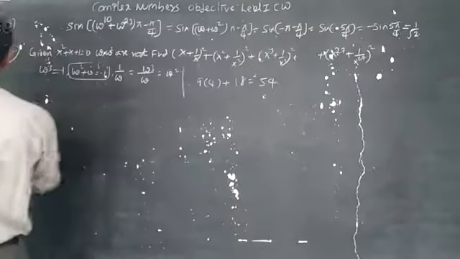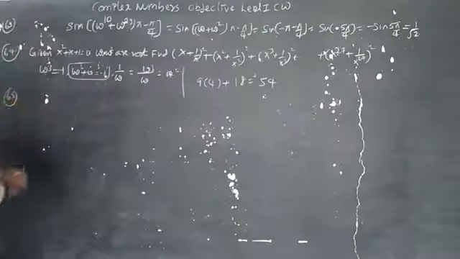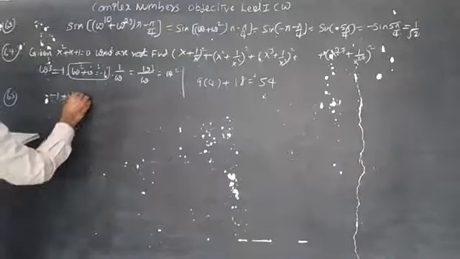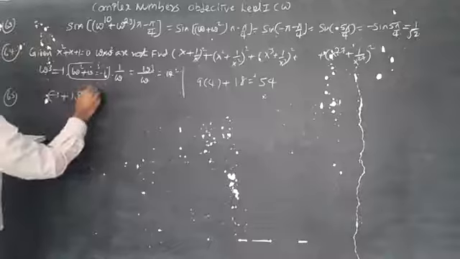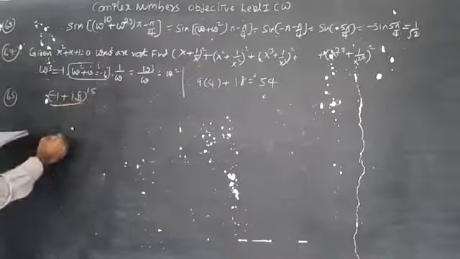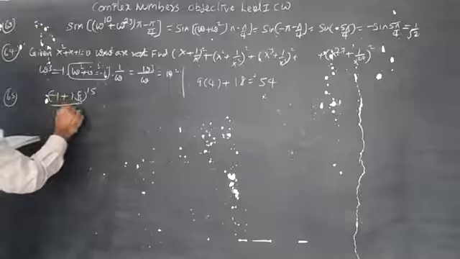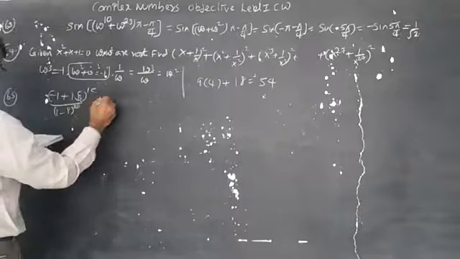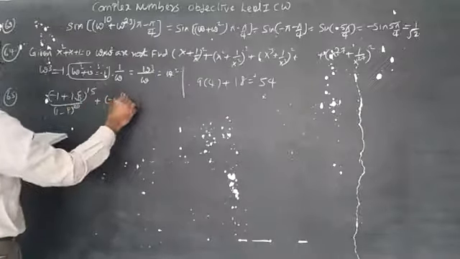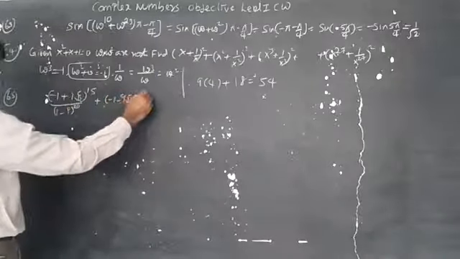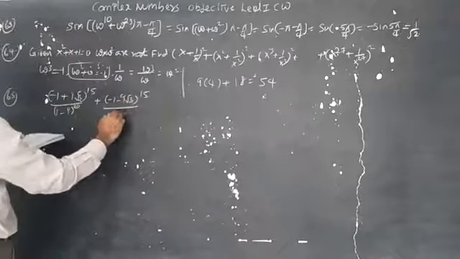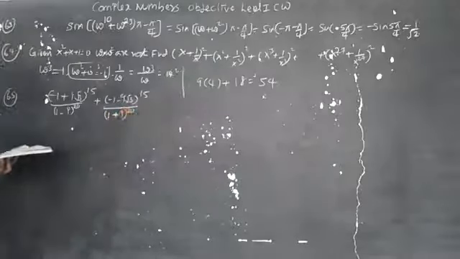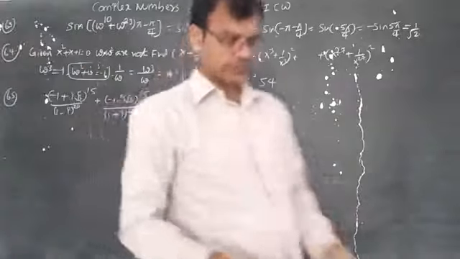It is the concept. 65th one: (minus 1 plus i root 3) whole power 15 whole by (1 minus i) whole power 20, plus (minus 1 minus i root 3) whole power 15 by (1 plus i) whole power 20 is equal to what value?